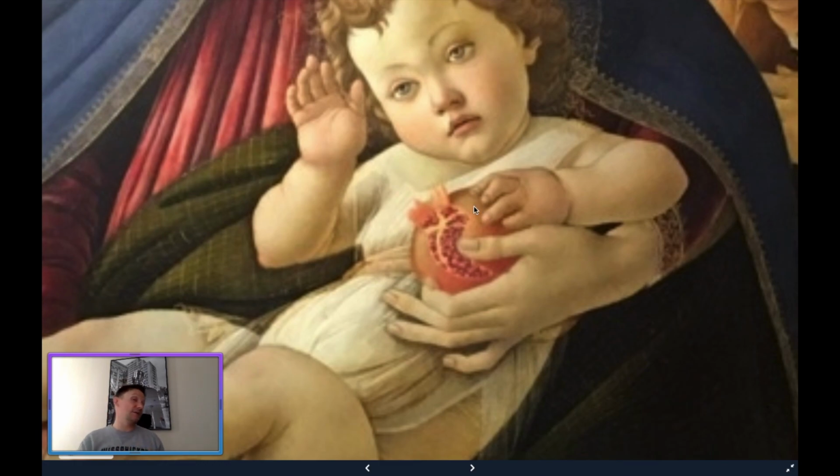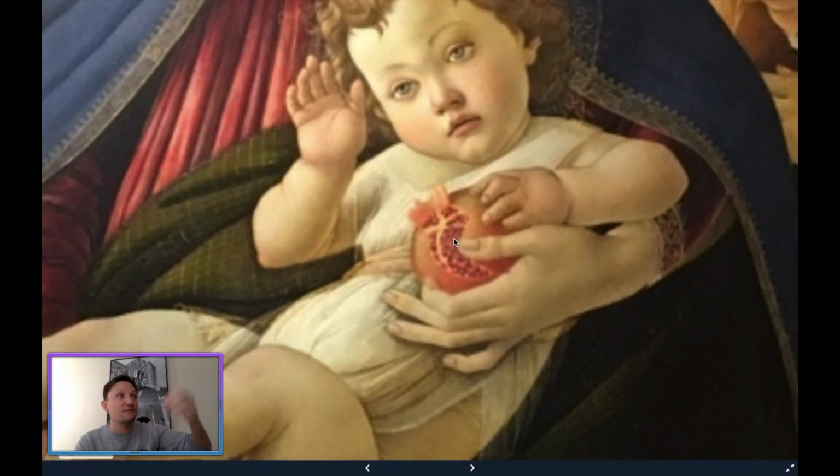In place of the flaming heart of Christ that is predominantly pictured in a lot of different Middle Age artworks, Botticelli instead placed a pomegranate, right? Why would you put a pomegranate there? Well, mainly due to the fact that the pomegranate is laid directly over where the heart would have been inside of this child, right? So behind this pomegranate would have been the heart of Christ.